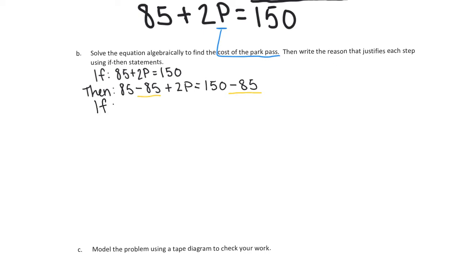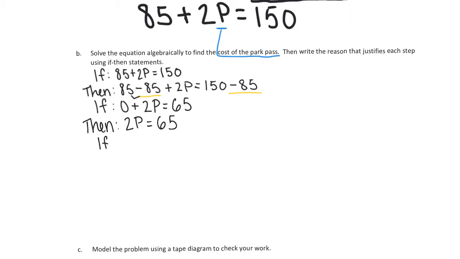If we have 0, because we get 0 from 85 minus 85, plus 2P equals 150 minus 85, and that is going to give us 65. Then we know that 2P equals 65.